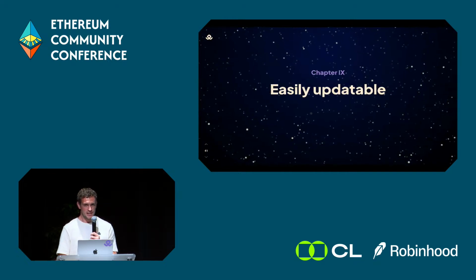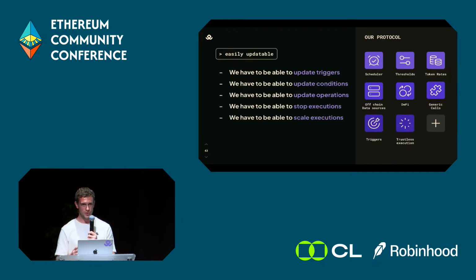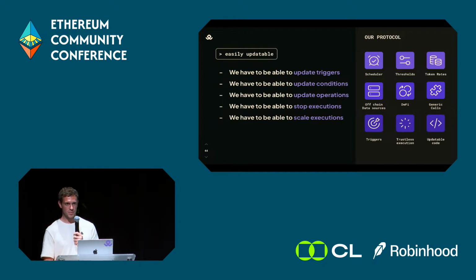And finally, easy updatable. This is probably the most important one. Change is definitely the rule, not the exception. Our users are changing requirements and needs all the time. They're trying to tweak triggers. They're trying to tweak the conditions, the input to whatever they are automating. They want to automate different kinds of operations. They want to stop what they're doing. They want to scale it a bit more. At the end of the day, we need some code that they can update about the things they want to automate.